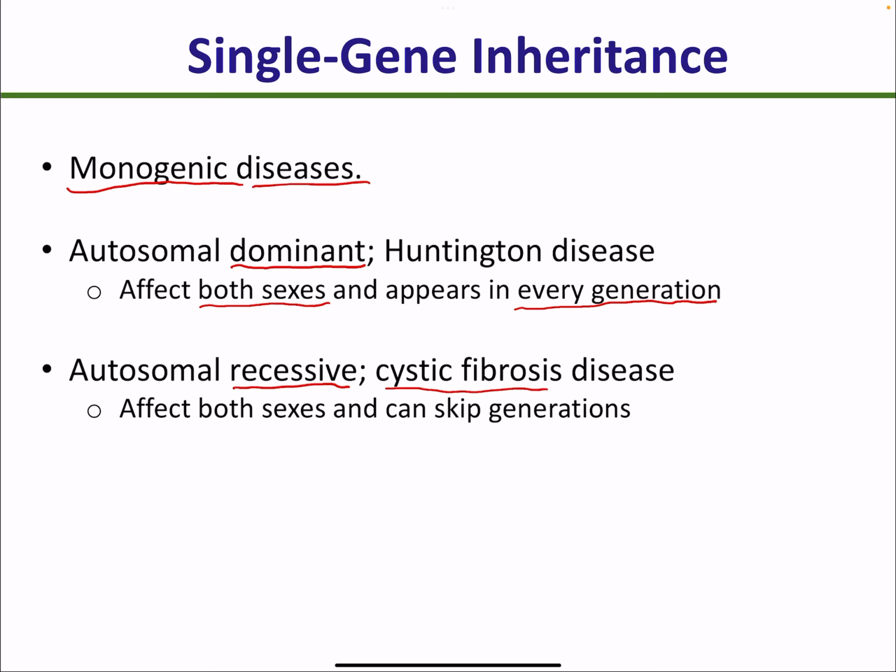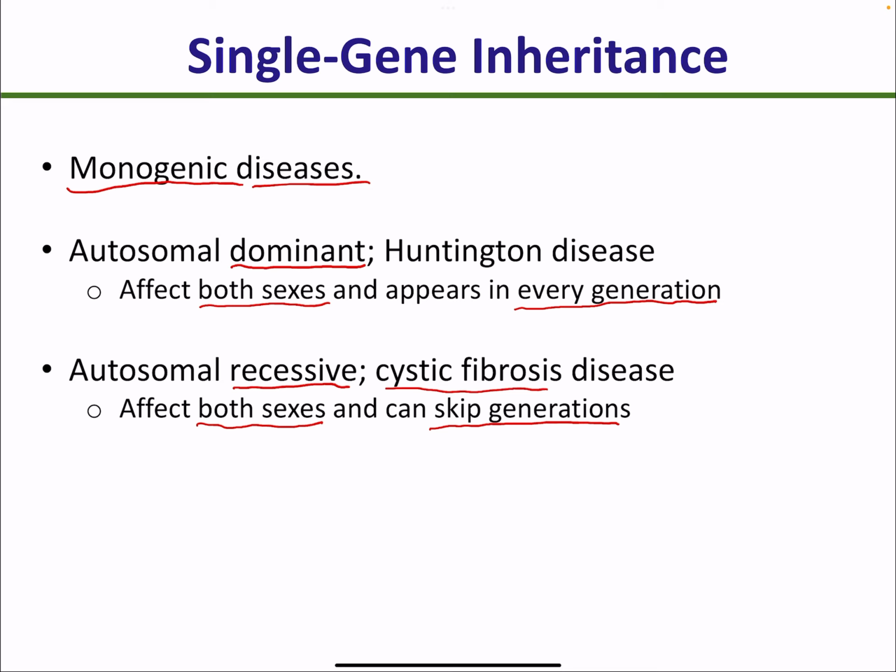For autosomal recessive genetic diseases, such as cystic fibrosis, both male and female are equally affected, having the same chances of being affected. However, what we notice is that oftentimes recessive disorders skip a generation. Not systematically, but most of the time, they would skip a generation.